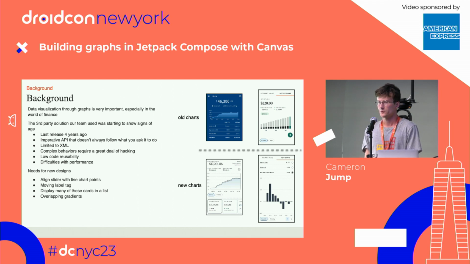But as our team requirements were changing, we were starting to have needs for new designs. We had more instances where we wanted to align sliders with chart points, including a line chart, and my previous approach would have been impossible for that. We also wanted to have things like moving label tags and be able to display many of these charts in a list, so we needed to have better performance. Also, many other requirements, including stuff like overlapping gradients.